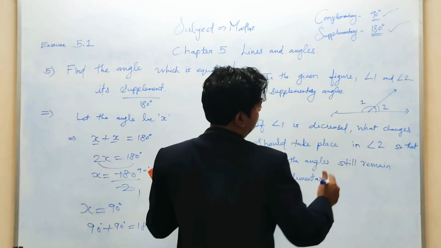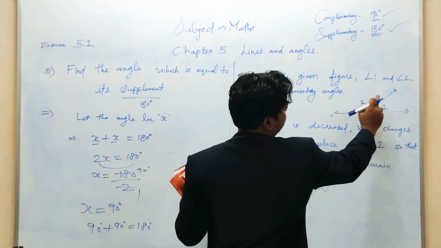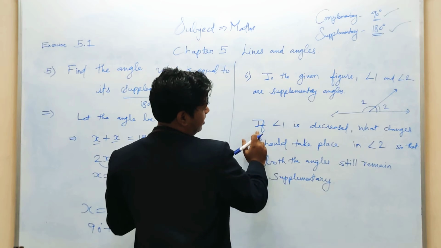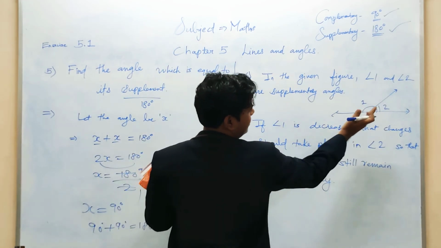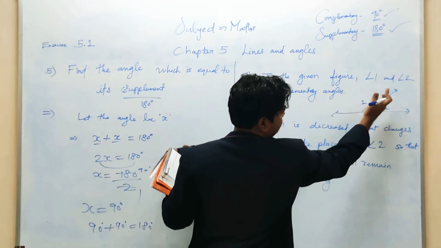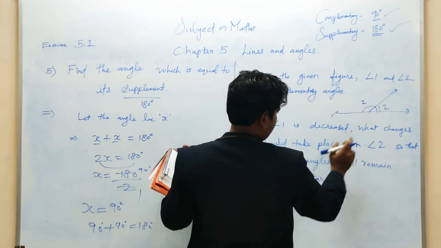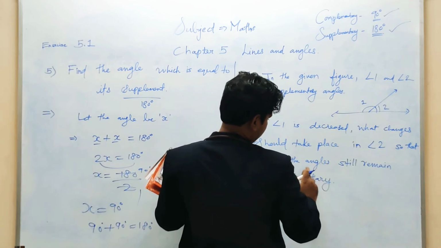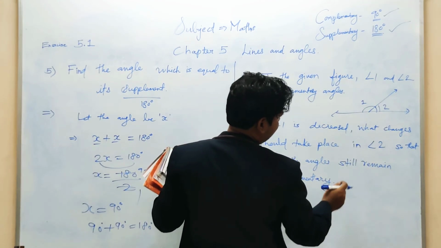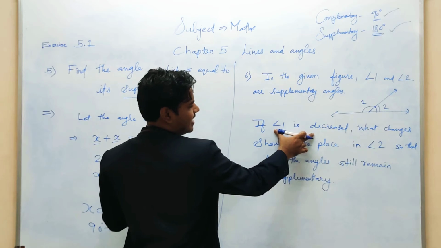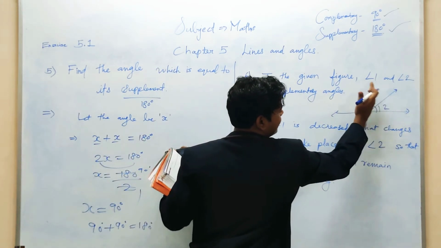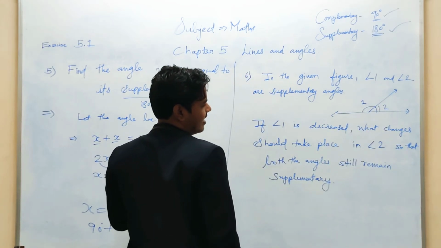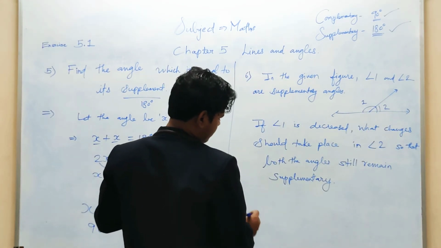So here we have been given two angles whose sum is 180 degree. What is asked here, if angle 1 is decreased, means if it is reduced, then what changes should take place in angle 2 so that both the angles still remain supplementary. See here, if angle 1 is decreased, if we reduce this angle, then we have to increase this second angle, angle 2.